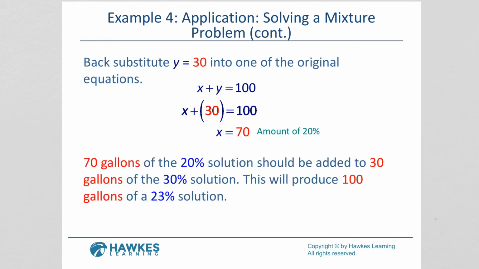Back substitution, once again, gives me y equals 30, and I plug that into x plus y equals 100, which is x plus 30 equals 100. Subtracting 30 from both sides, x equals 70. That's the amount of 20%. So I have 70 gallons of the 20% solution should be added to 30 gallons of the 30% solution. This will produce 100 gallons of a 23% solution.